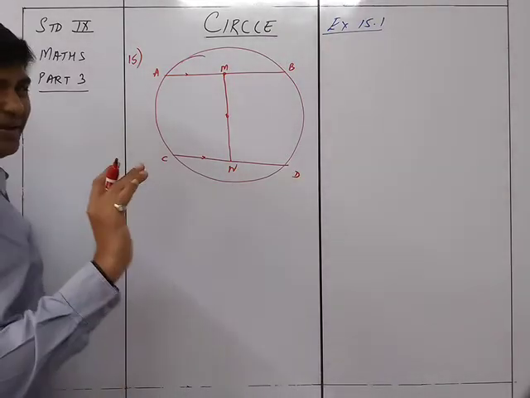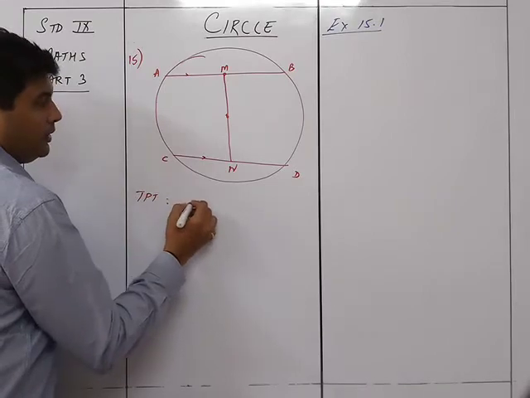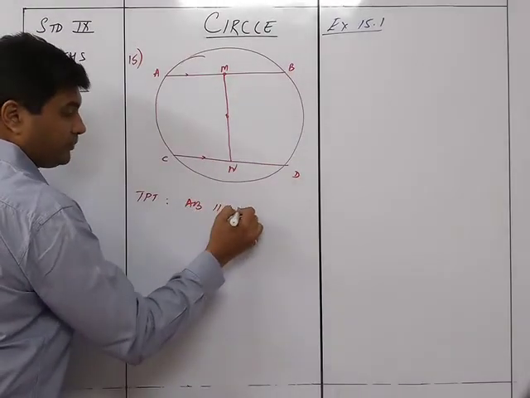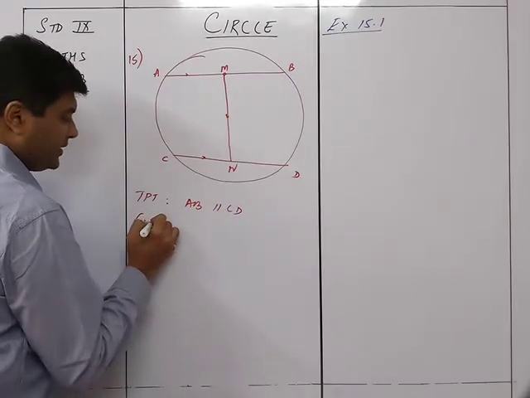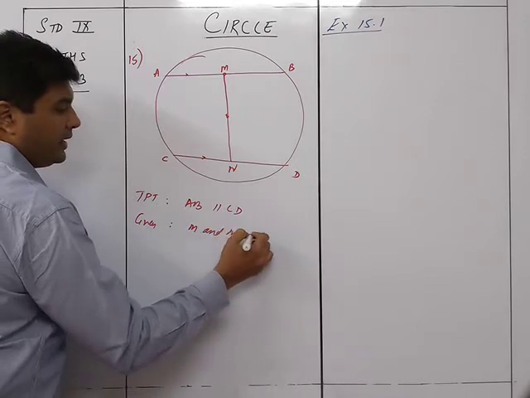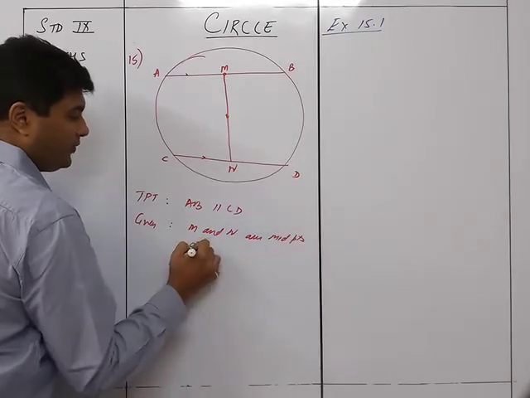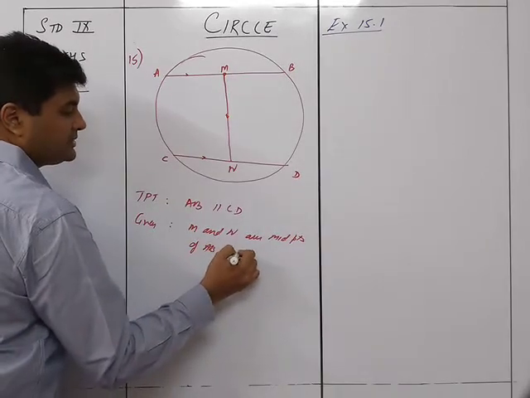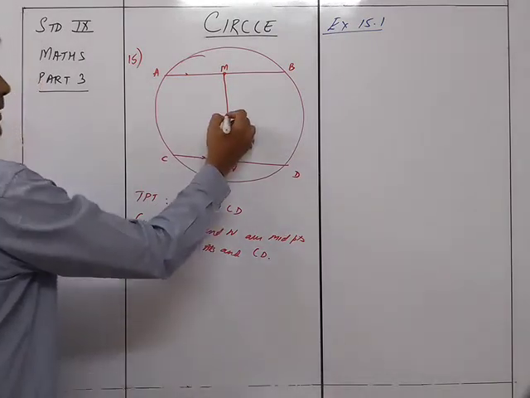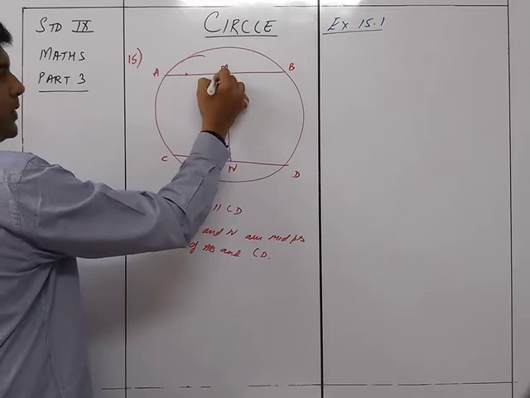Okay, it's very easy. You need to prove that AB is parallel to CD. So what is given here? Given is that M and N are the midpoints of AB and CD. Now very simple: the line joining the center to the midpoint of a chord is perpendicular to it.